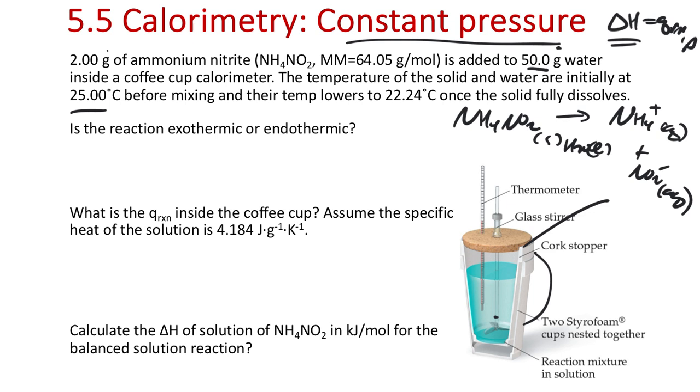And so when we add this to the water, the temperature of the solution, because we made a solution, so it's not just the water, but the entire solution's temperature, lowers to 22.24 degrees C once the solid fully dissolves. So you can imagine we add the solid, we stir it, maybe with a stir motor to help it, and then we look at the temperature and wait to see when it levels off. It levels off at 22.24 degrees.